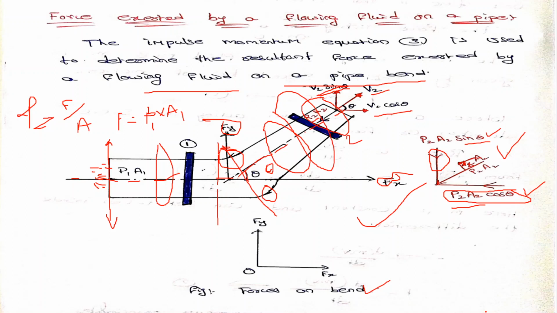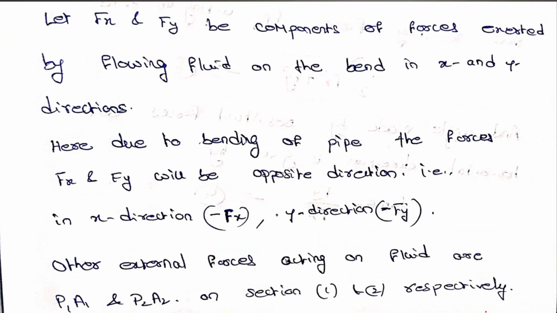Wherever you are seeing fx and fy, we have to calculate it as a negative. See here like this: minus fx, minus fy. Other external forces acting on the fluid are P1A1 and P2A2 on section 1 and 2 respectively.